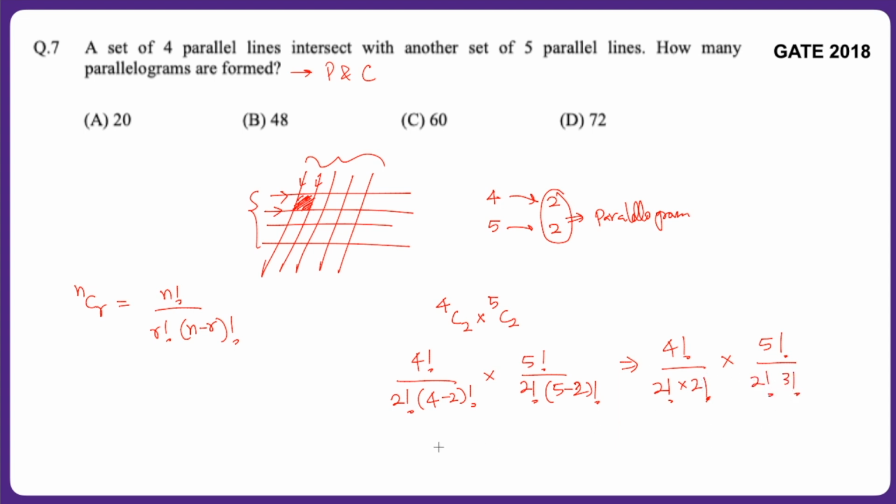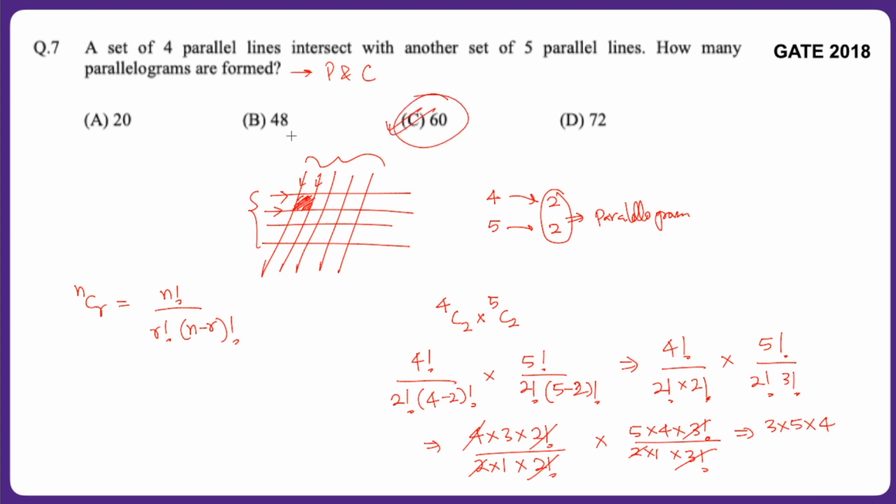Let's write down the values to solve them. So 4 factorial can be written as 4 into 3 into 2 factorial, divided by 2 factorial, which can be written as 2 into 1 into 2 factorial, right? Multiplied by 5 factorial, which can be written as 5 into 4 into 3 factorial, and divided by 2 into 1 into 3 factorial. Now you can simply cancel out this and you can simply cancel out this. 2 times 2 is 4, so you can cancel out this. What you are going to get is 3 into 5 into 4. 3 fives are 15, 15 times 4 is 60. So the correct answer comes out to be 60.